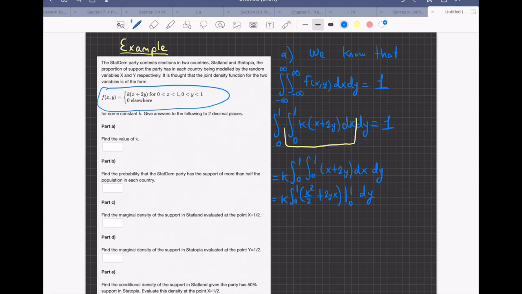Now evaluate this integral. This is going to be equal to k times the integral from 0 up to 1 of: whatever you see x, replace x by 1, minus whatever you see x, replace x by 0. But we can skip this step because when we replace by 0, 0 squared is 0, and 2y times 0 is 0. So we can take only 1. It's going to be 1 squared divided by 2, 1/2, plus 2y times 1, 2y, dy.